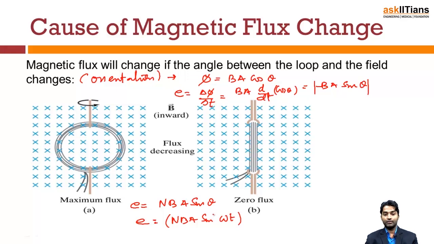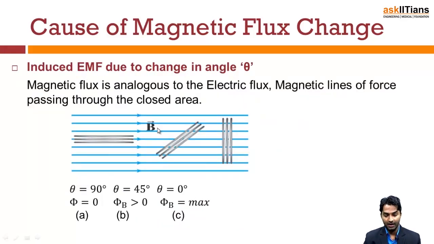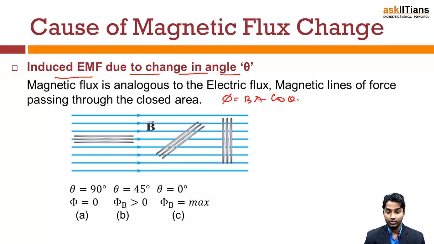Now we will discuss the third part, the induced EMF due to change in the angle theta. Already we know that phi is equal to B into A into cos theta. So three cases we consider. If we consider theta as 90 degrees between the magnetic field and area, the flux will be 0. Of course, cos 90 is equal to 0.